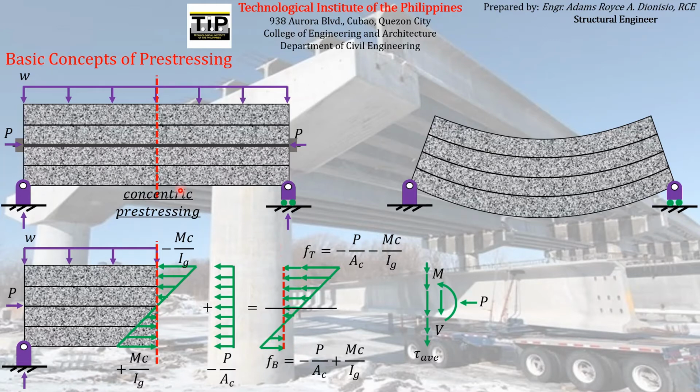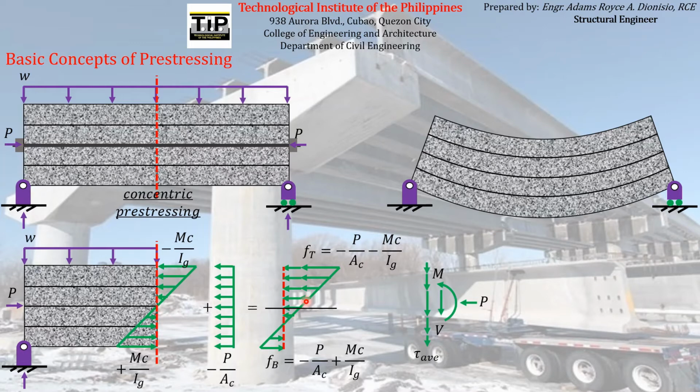But if we apply concentric pre-stressing, it will automatically increase the compressive stress acting on the topmost fiber. That is the repercussion or the consequence of applying concentric pre-stressing. It will reduce the tensile stress, but at the same time, it will also increase the compressive stress acting at the topmost fiber. So we don't want that scenario. We don't want to have much compressive stress on the topmost fiber as much as we don't want to have much tensile stress on the bottommost fiber.